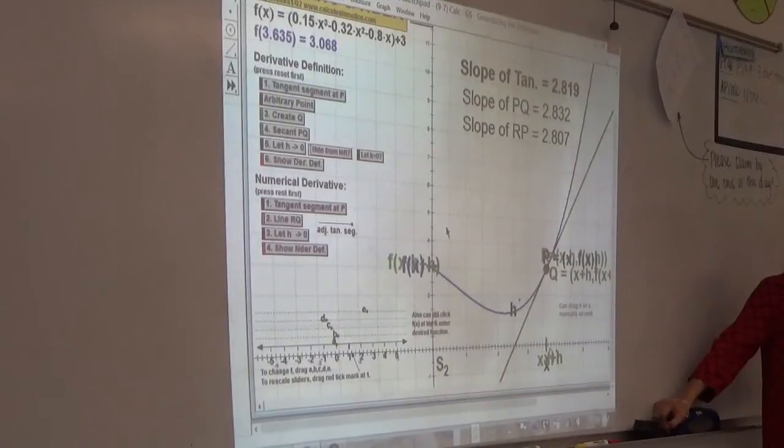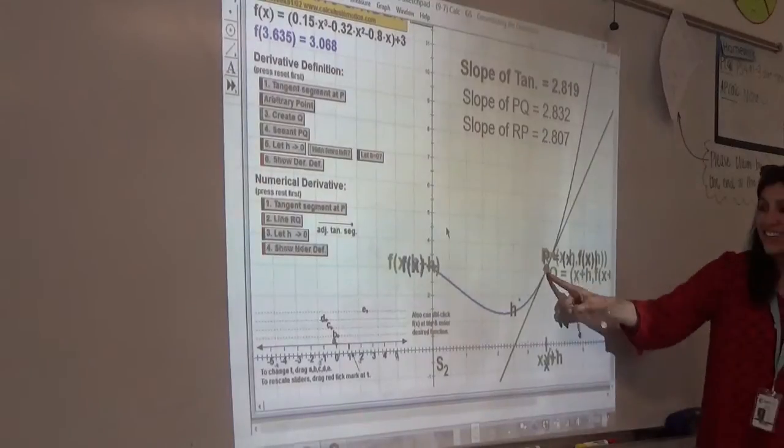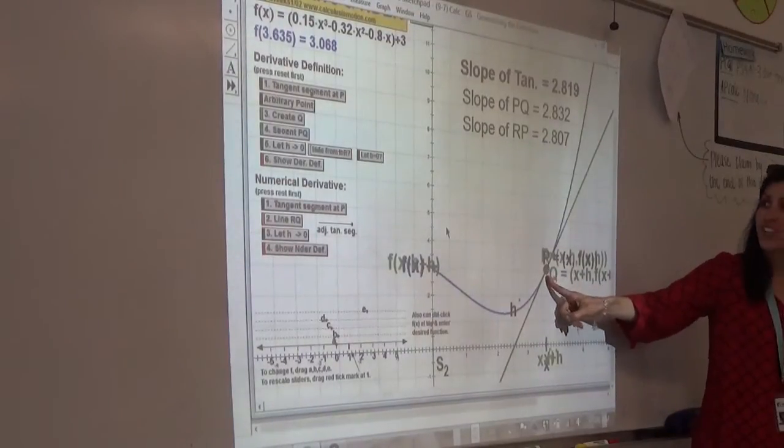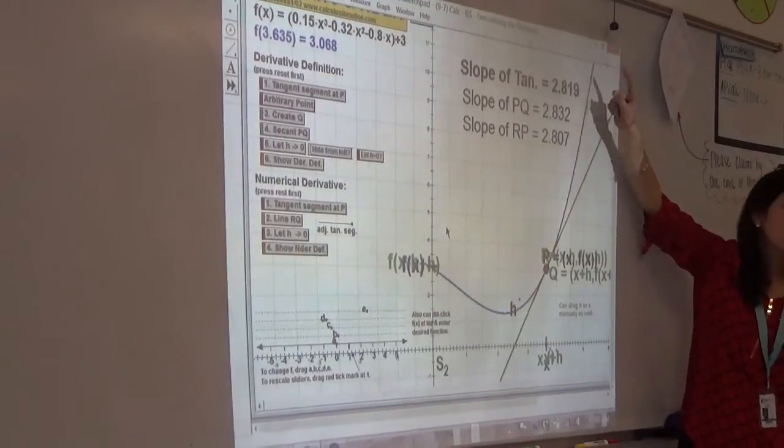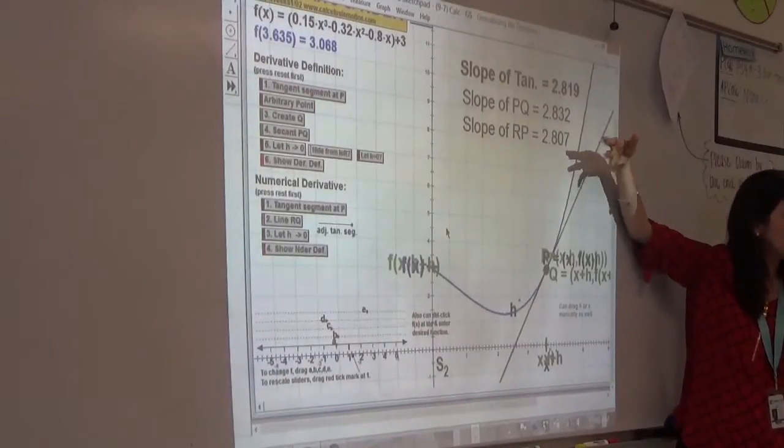Whoa! That was pretty good. That was really good. And I was looking down here. They're all right on top of each other, right? And take a look at these: 2.807, 2.832, 2.819 is right in the middle, right there.